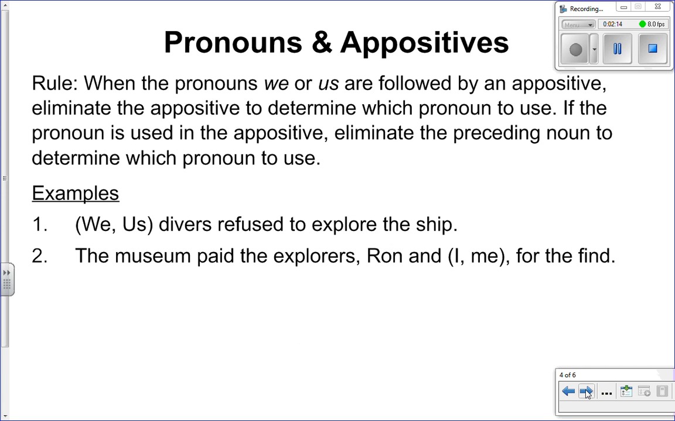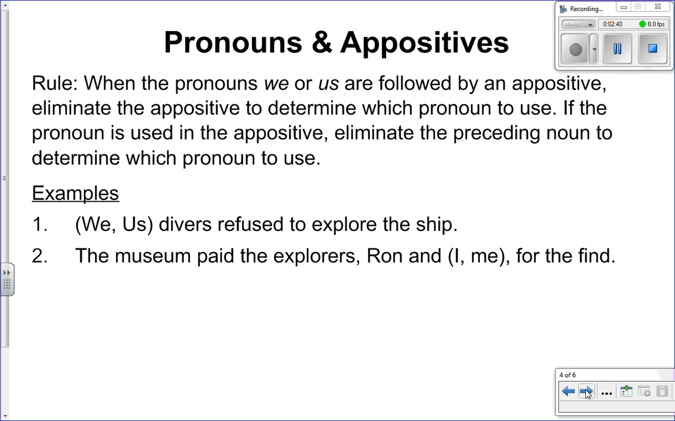Now we need to talk about pronouns and appositives. Sometimes you will see a pronoun preceding or following an appositive, and it's sometimes difficult to know which pronoun to take in those cases. So the rule is that when the pronouns we or us are followed by an appositive, eliminate the appositive to determine which pronoun to use. If the pronoun is used in the appositive, we're going to eliminate the preceding noun to determine which pronoun to use.